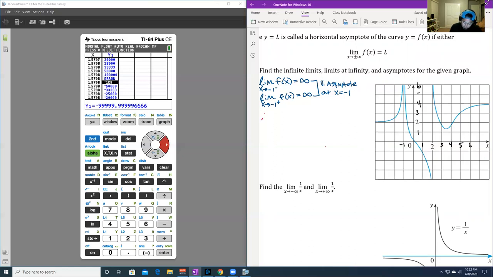So the limit as x approaches 2 from the left of f of x is negative infinity, and the limit as x approaches 2 from the right of f of x is positive infinity. Since one tail goes to negative infinity and the other tail goes to infinity, we have another vertical asymptote. So vertical asymptote at x equals 2. Now, looking at the graph, there are no more vertical asymptotes. Let's look for horizontal asymptotes.